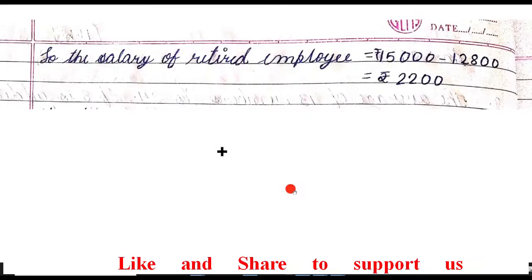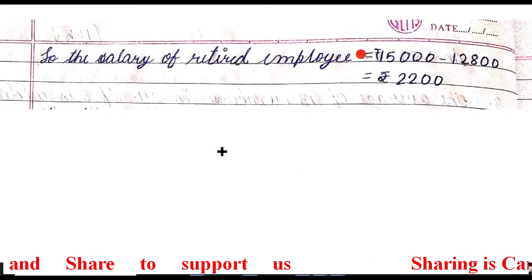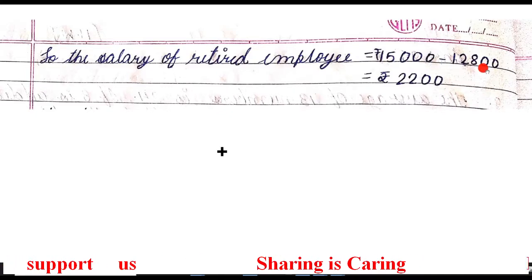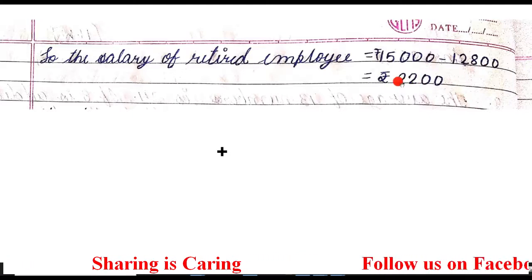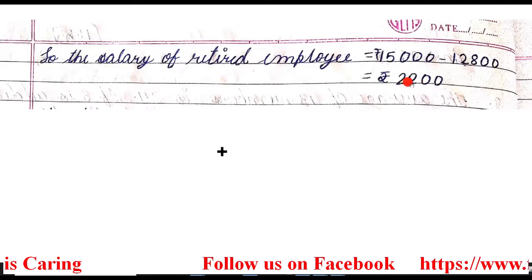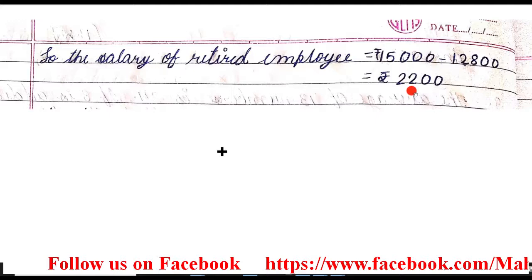To find the salary of the retired employee, we subtract the sum of salaries of 4 employees from the sum of salaries of 5 employees. So the answer is rupees 2,200. This is the salary of the retired employee during retirement. So this is the answer.